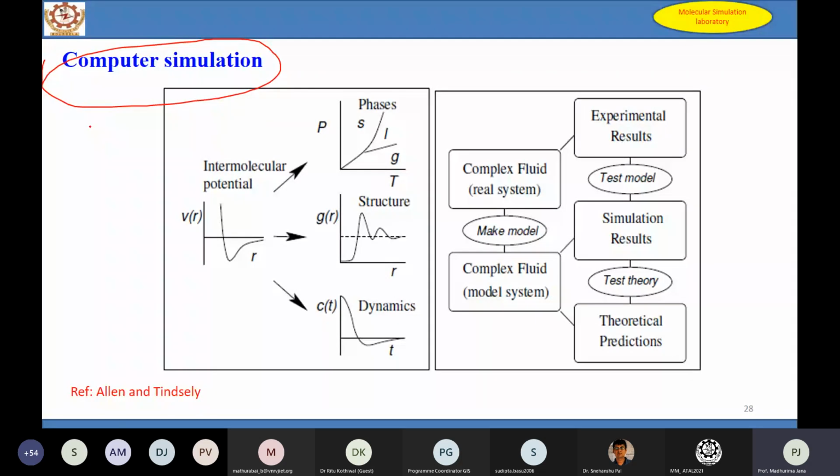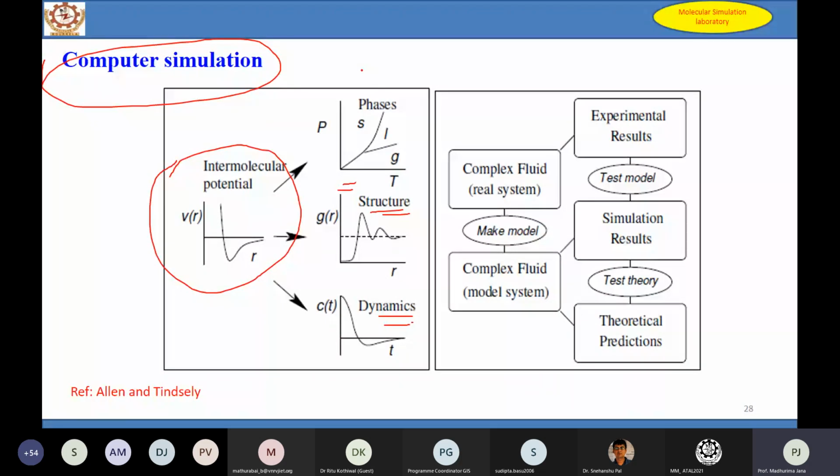So what we can do here is, if you know the molecular potentials, if you know the intermolecular potential forms, you can easily get different types of properties like the phases. You can know the structural property, the dynamical property, and so on. So from the simulation we can know all these types of properties of the system.